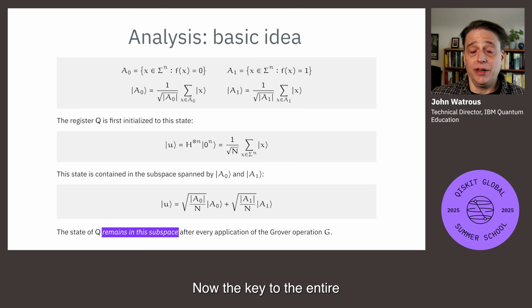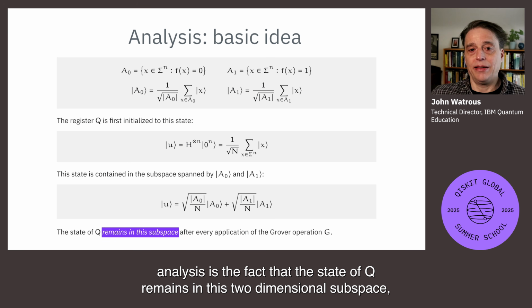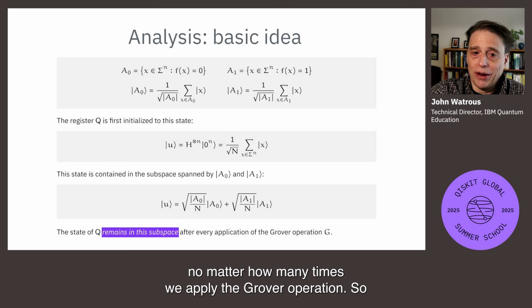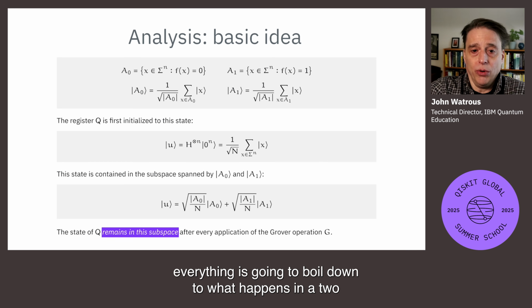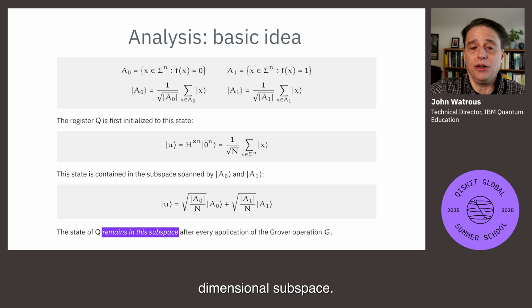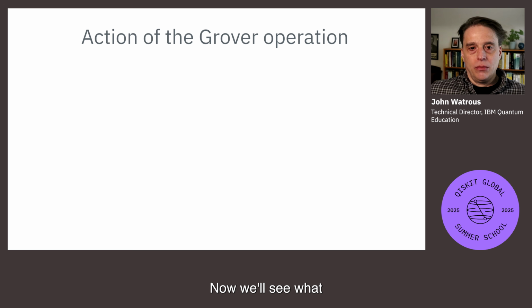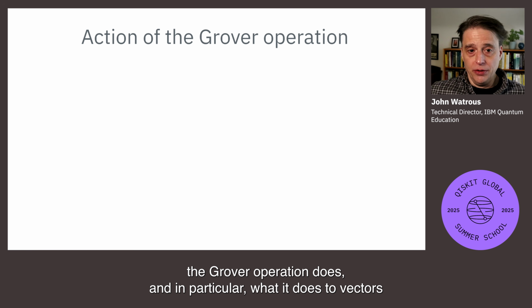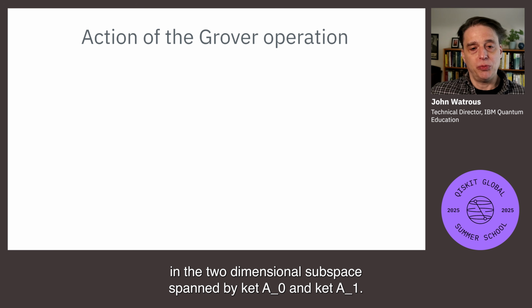Now the key to the entire analysis is the fact that the state of Q remains in this two-dimensional subspace no matter how many times we apply the Grover operation. So everything is going to boil down to what happens in a two-dimensional subspace. Now let's see what the Grover operation does, and in particular, what it does to vectors in the two-dimensional subspace spanned by ket A0 and ket A1.